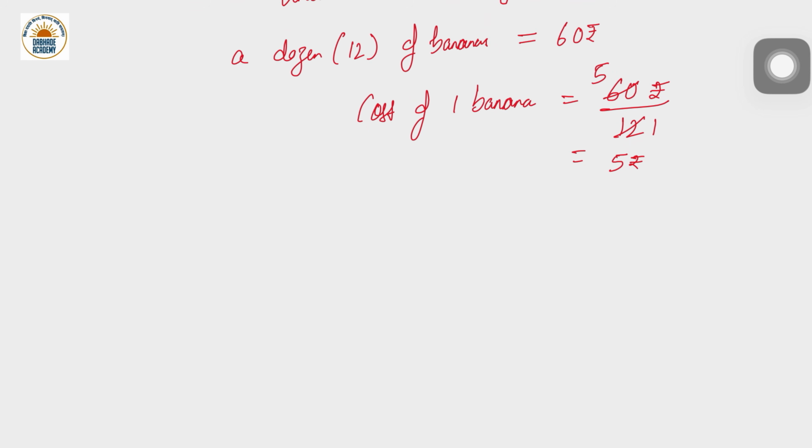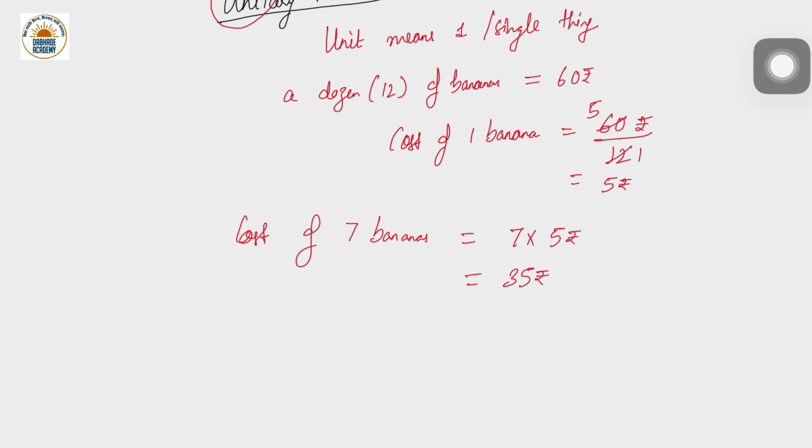Okay. Now if somebody wants to buy 7 bananas only, so the cost of 7 bananas will be how much? 7 into 5 rupees. This will be total 35 rupees. So here in this case, can we guess, is this a direct relation or an inverse variation? Yes, this is a direct variation.